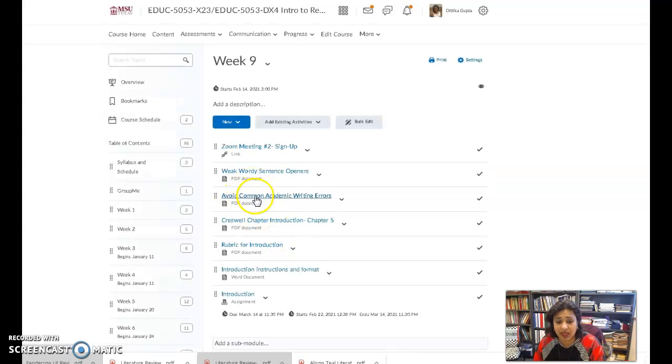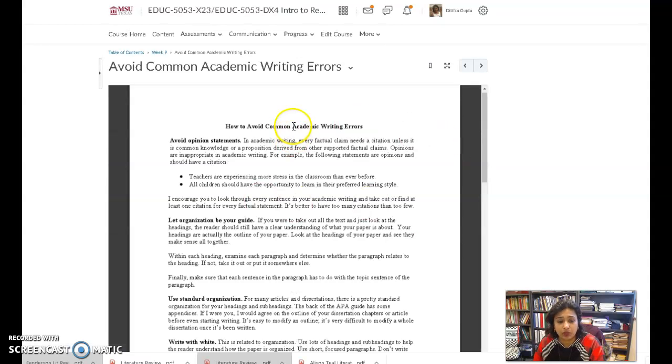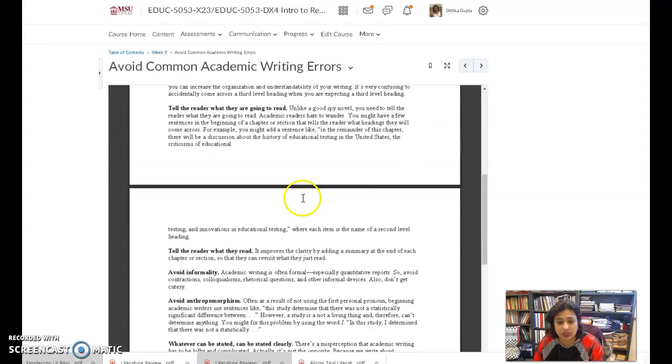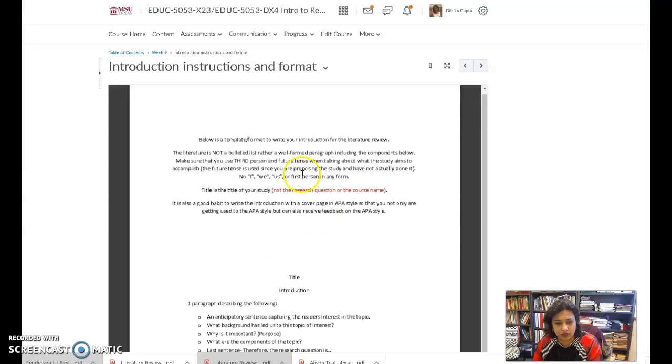Here are again some common academic errors to avoid when you are writing your introduction. This is going to be the same documents for your final literature review and your draft of your literature review also. And then here are your instructions. Here is the rubric, here are the instructions and the format. So I'm going to go first here.